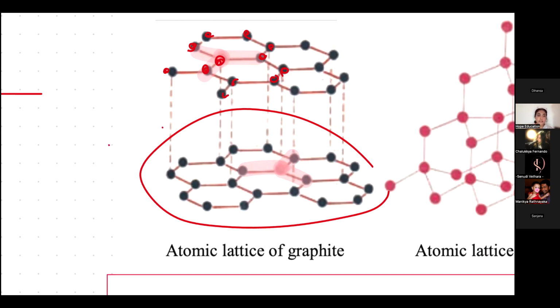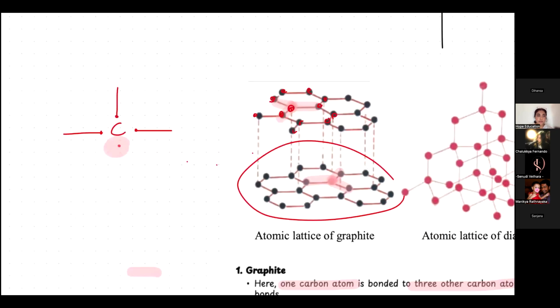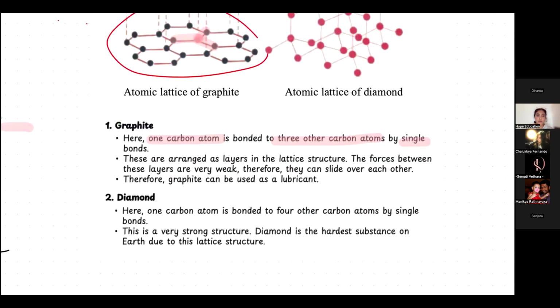So that's why in graphite, if you look at what we wrote last week, these are arranged as layers in the lattice structure. The forces between the layers are very weak. Why? Because electrons repel. Therefore, they can slide over each other. Since electrons repel, these layers cannot come closer to each other.